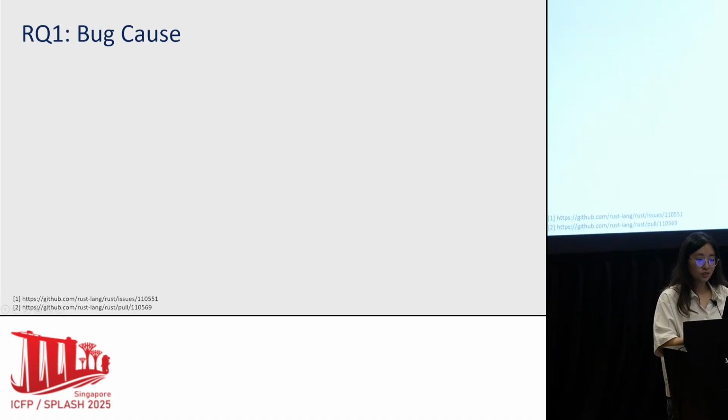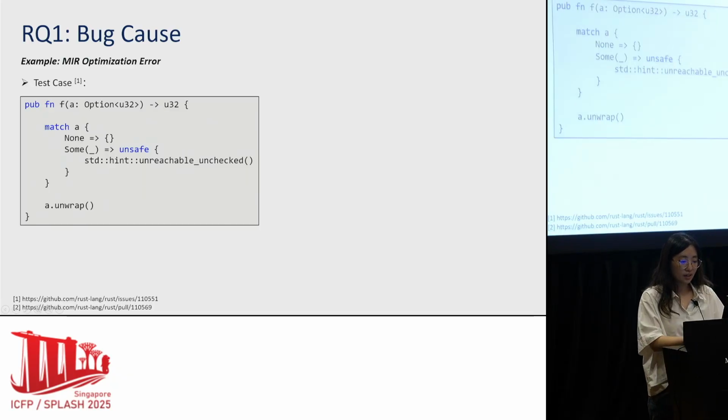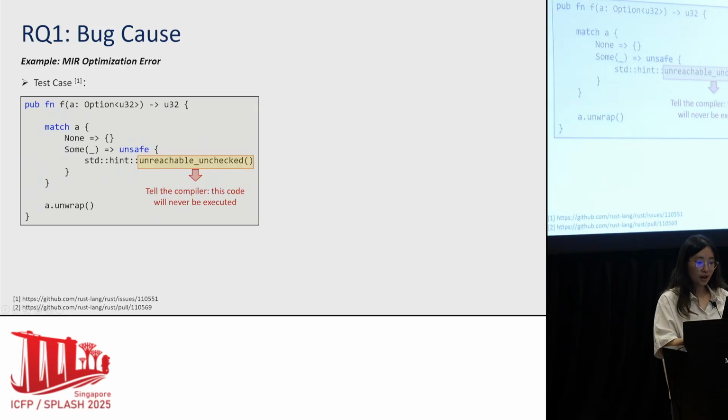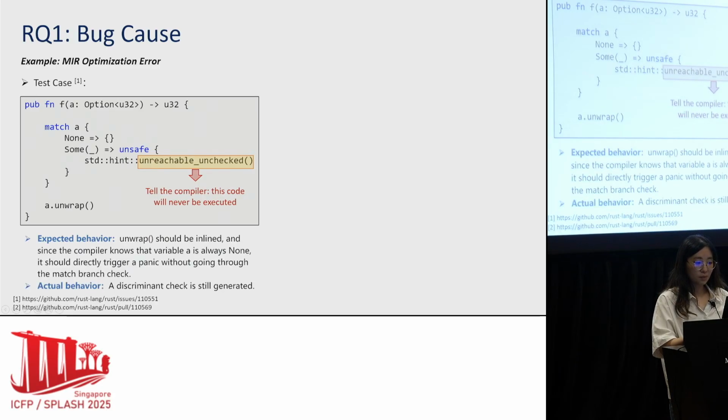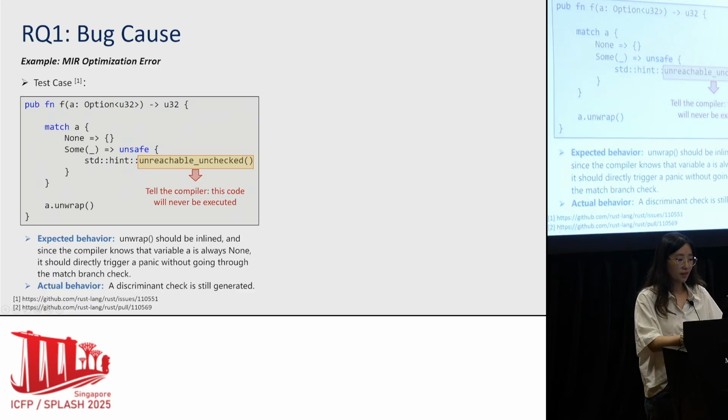Because of time limit, I'll just show one example of a bug caused by MIR optimization. In this test case, there is a match branch, and inside this branch, it calls the standard library API unreachable_unchecked. This API tells the compiler that this branch should never be executed. So the expected behavior is that the call to unwrap gets inlined directly. Since the variable A is always None, the program should panic right away without going through any branch checks. But actually, rustc still generated the discriminant check, which means that the optimization didn't behave as intended.